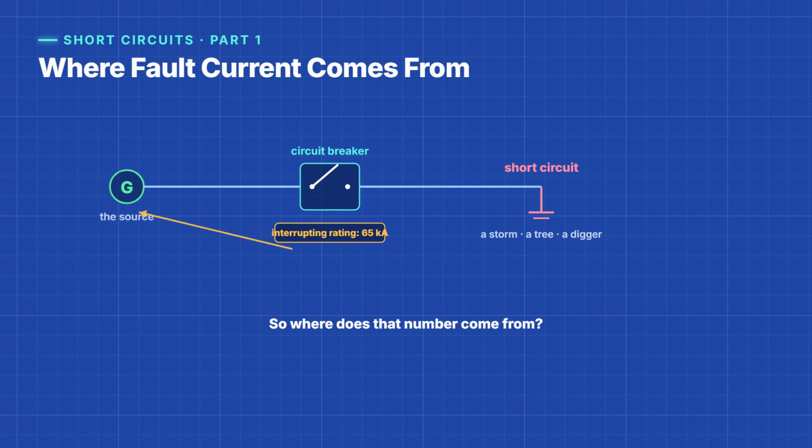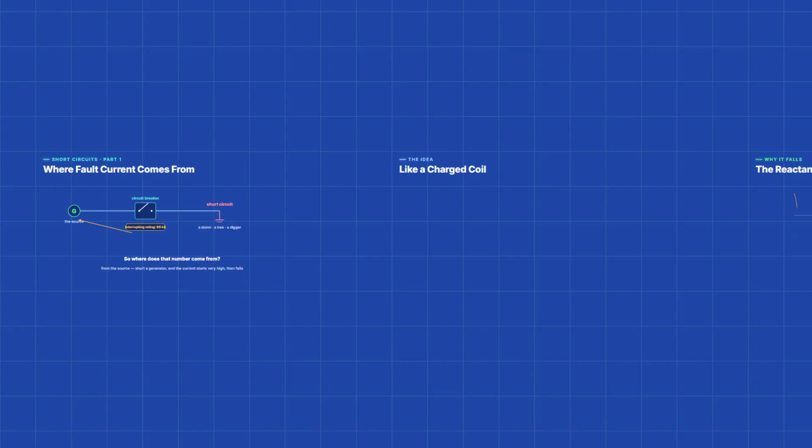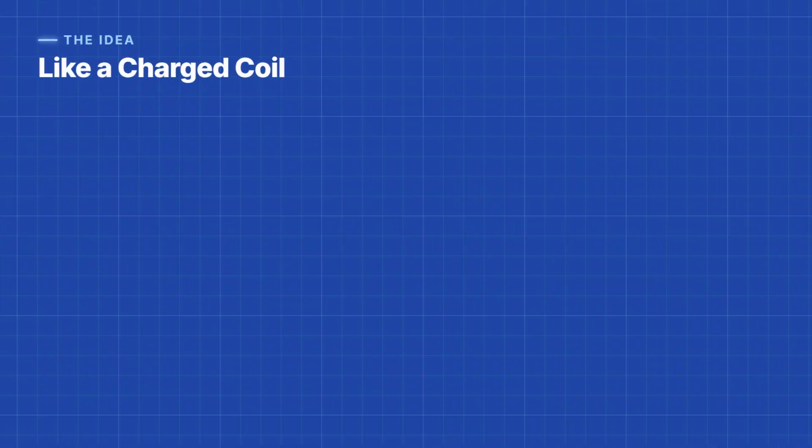It comes from the source, the synchronous generator. Short a generator and its current starts very high, then falls. That first highest value is the number that sizes the breaker. Let's find it. Here is the key idea, and it is one we already know.